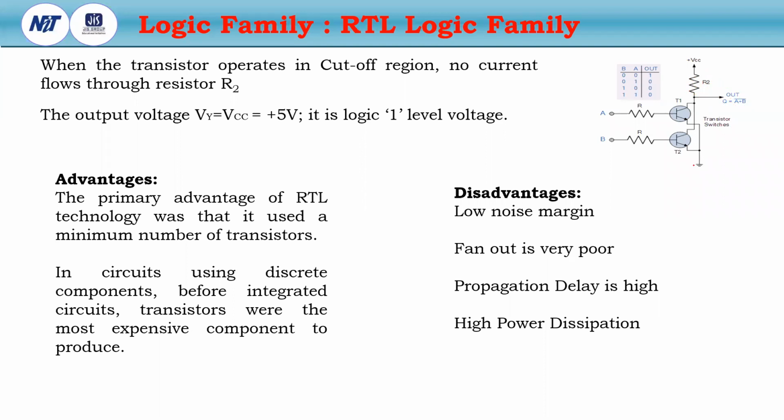I repeat again, when these two are in saturation mode, then the maximum current will flow through R2. So the maximum voltage drop occurs in R2, so Vout will be 0. Because VCC minus I2 R2 is equal to Vout. If I2 is maximum, then I2 R2 will be maximum, so VCC minus I2 R2 is approximately 0. For this reason, Vout will be 0.